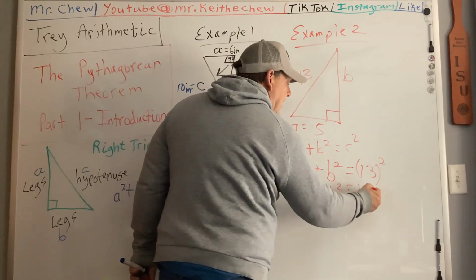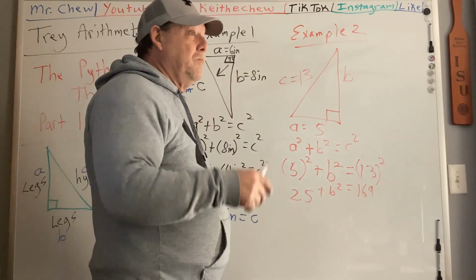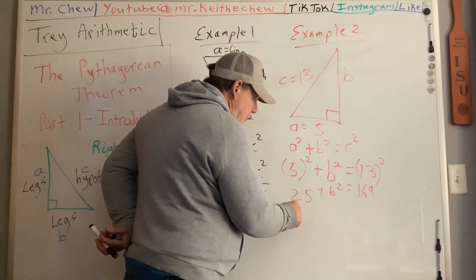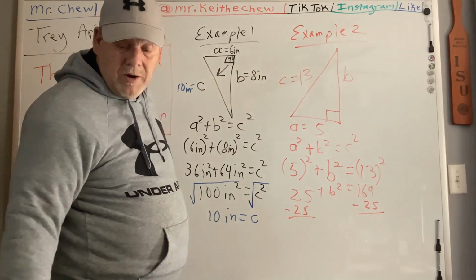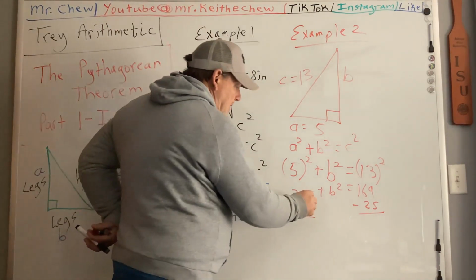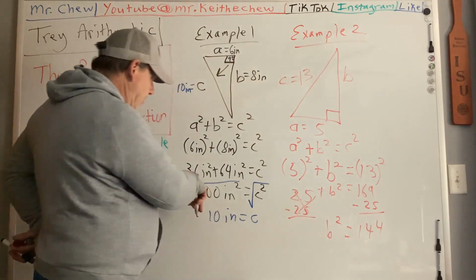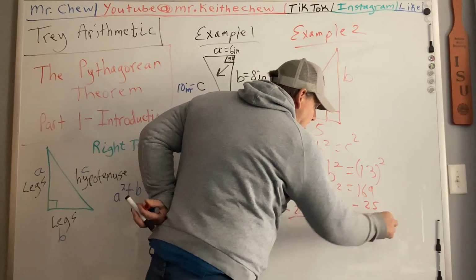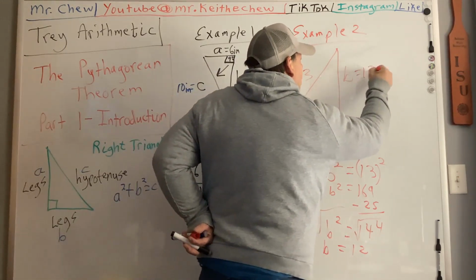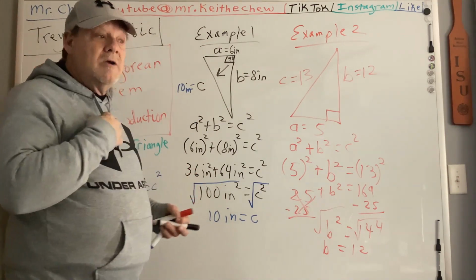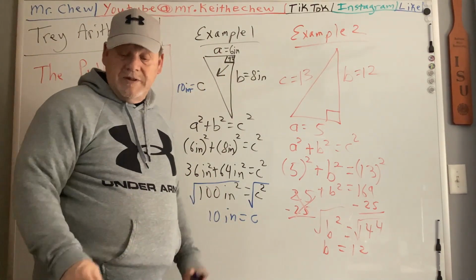13 squared is 169. Now I have to solve this using a two-step equation. This is basic algebra, considered pre-algebra, which is why we include it in our arithmetic curriculum here. I subtract 25 from both sides, using the subtraction property of equality. This cancels out, and I have b squared equals 144. Now we take the square root of both sides, and the square root of 144 gives me b equals 12. So I know that this is 12 up here. These are two basic examples of how you find a missing length in a right triangle using the Pythagorean theorem.